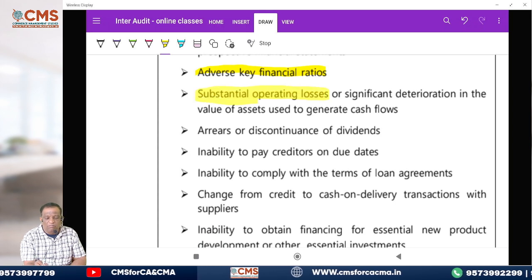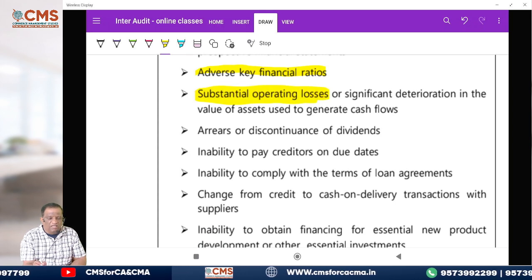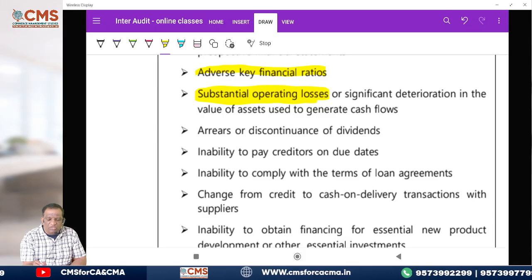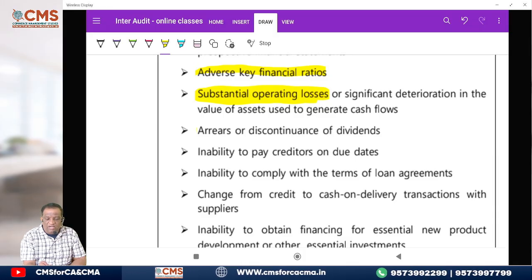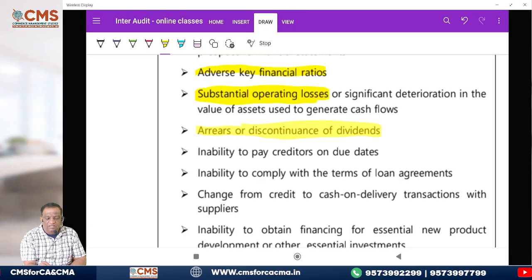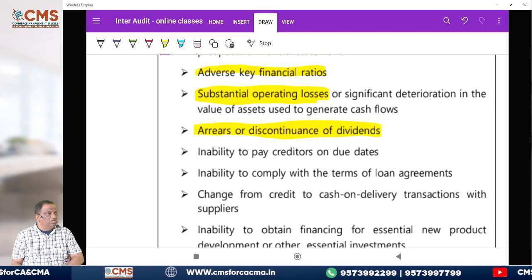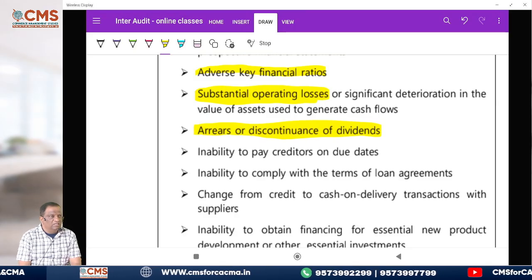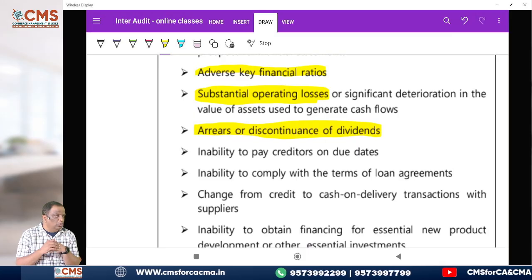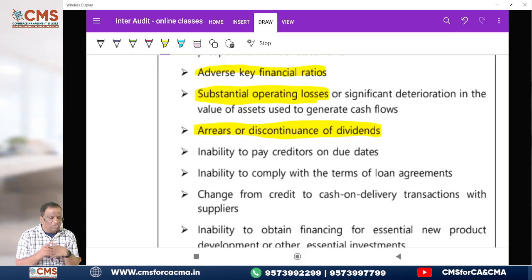Your losses are mounting, which will again have a big impact on your working capital availability. And arrears or discontinuance of dividend. That is, you stopped giving dividends. When you stop declaring dividends, in fact, you control the outflow. So in one way, it should have been a positive sign.